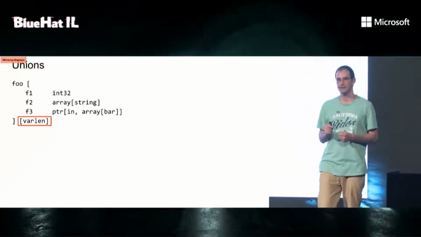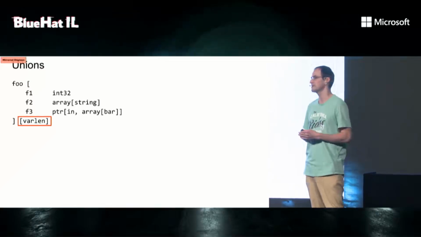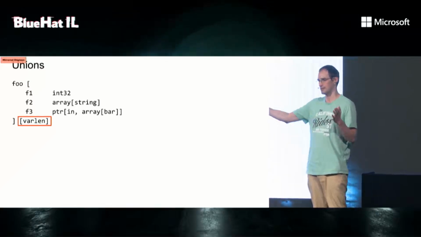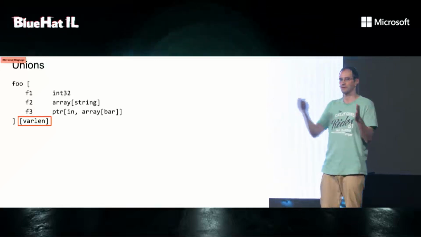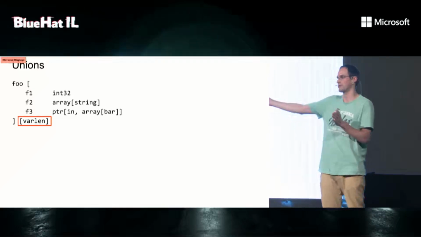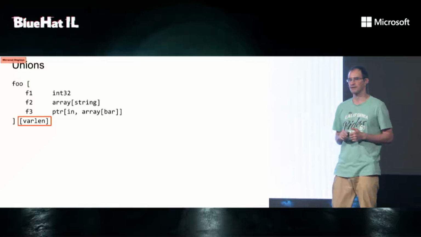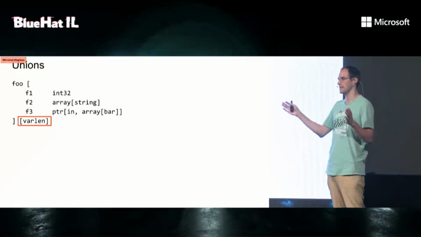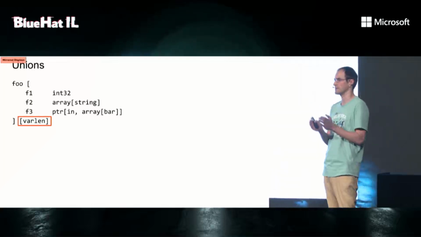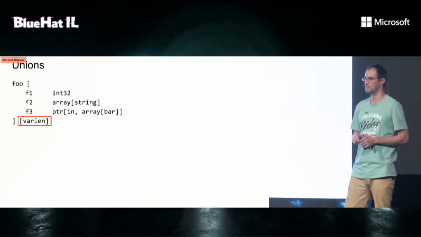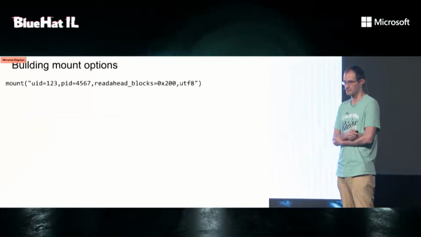So if you don't specify this attribute, then this union will work as a normal C union, which means that the total size of the union will be equal to the maximum size of all options. And if you actually use a smaller option, then there will be some padding at the end to the maximum size. But if you specify this varlen attribute, then the dynamic size of the union will be equal exactly to the option that we choose, and there will be no padding at the end. This is also used quite extensively for kernel interfaces.